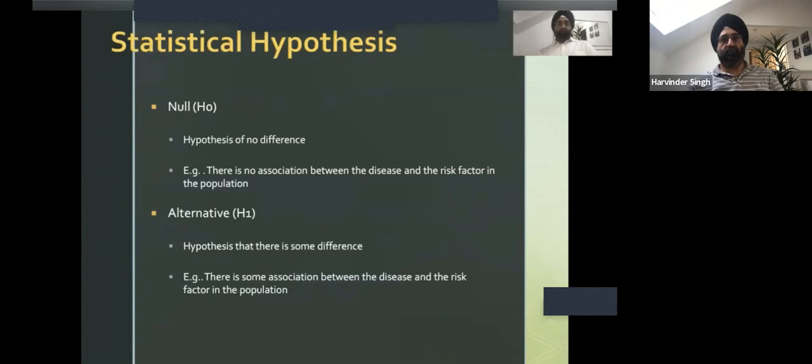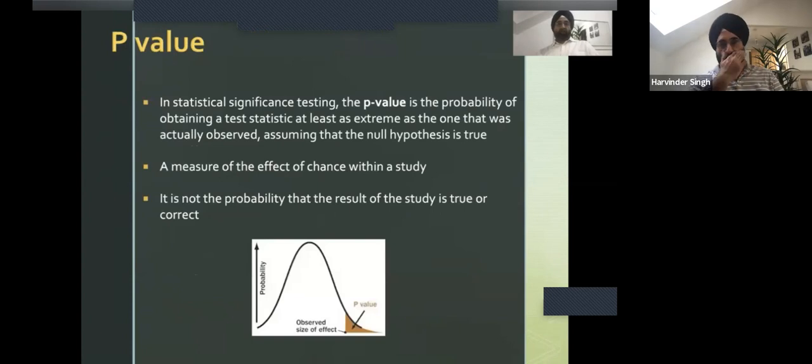And we look at statistical hypotheses. We assume there is a null hypothesis in the beginning where there's no difference between the disease or the risk factors. But there has to be an alternative hypothesis where there is some difference. That means there is some association between the disease and the risk factors. And then we come up with a p-value.